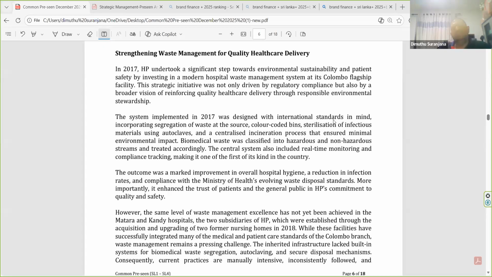So they want to strengthen the waste management in this hospital for quality healthcare delivery. We'll see what they are talking about there.